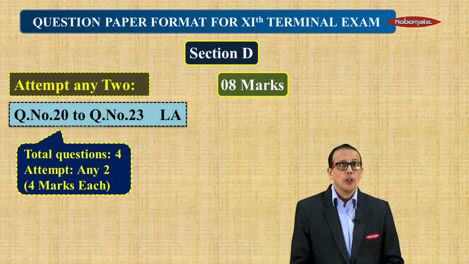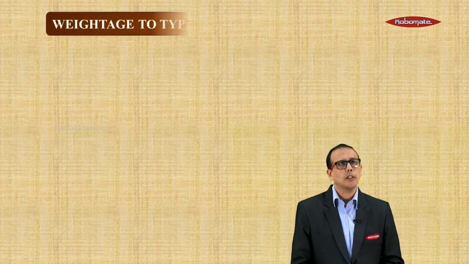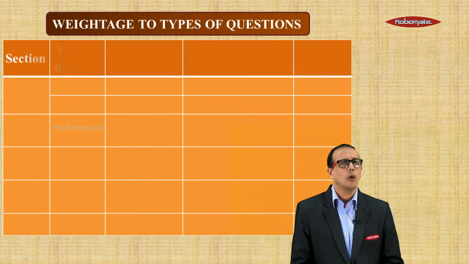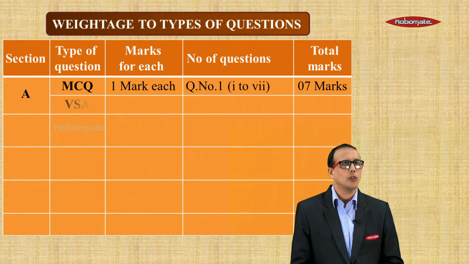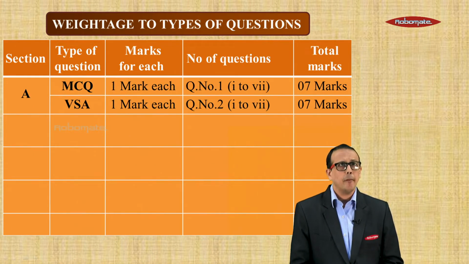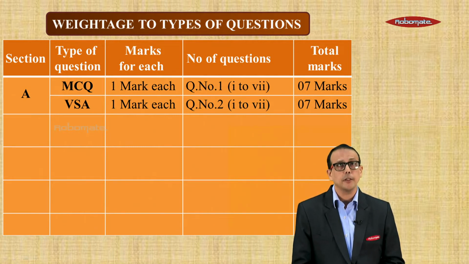So students, I have just given you the explanation of each section. Now, let us summarize in a nutshell what is there in each section. As you can see, section A first part is MCQ, 1 mark each. You will get 7 MCQs for 1 mark each, 7 marks. Section A second part is very short answer type questions, again 1 mark each, 7 questions, and here it also carries 7 marks. So, total section A, 7 plus 7, 14 marks.